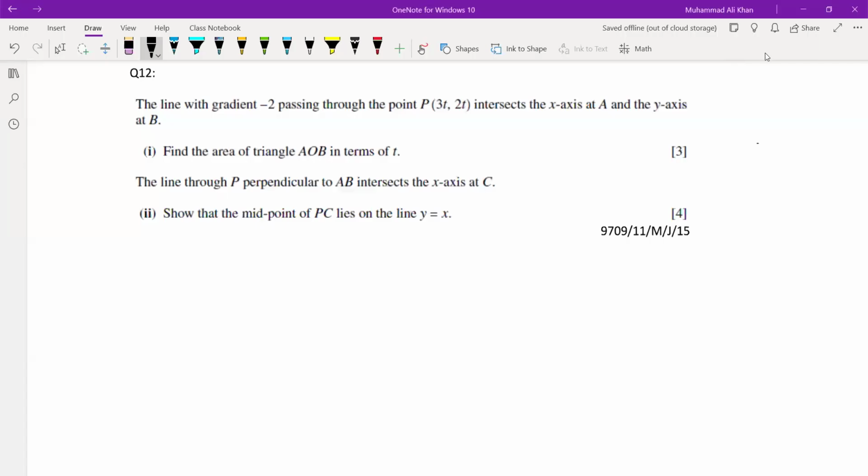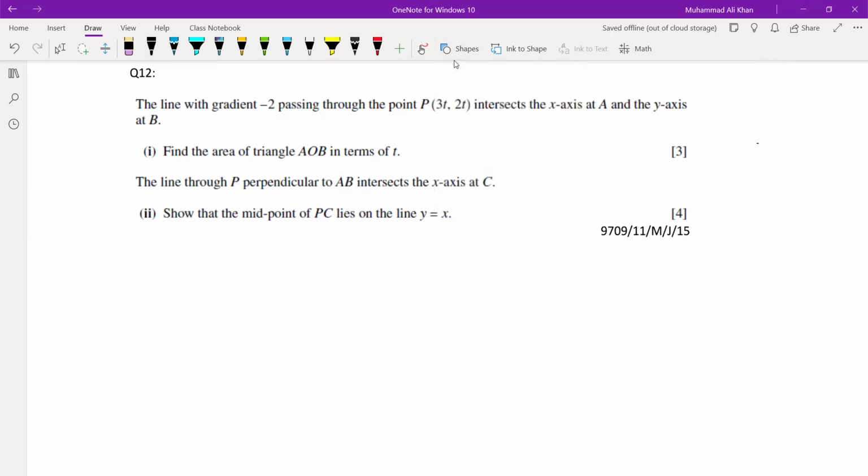Now, question number 12 from your coordinate geometry file. It is 970911 May June 15. The line with gradient -2 passing through the point intersects the x-axis and y-axis at B.